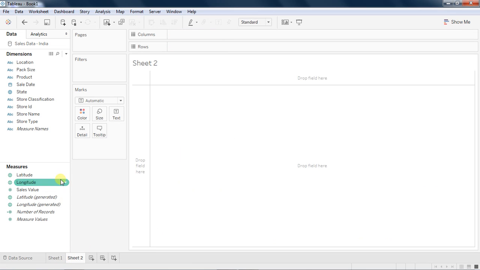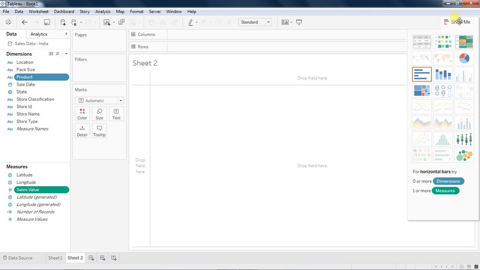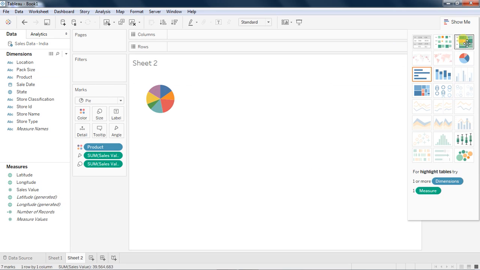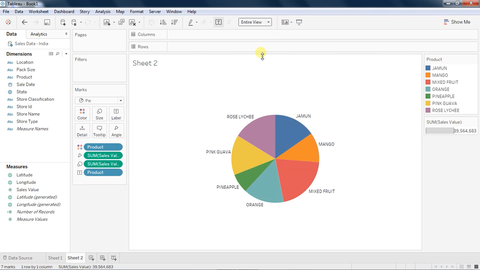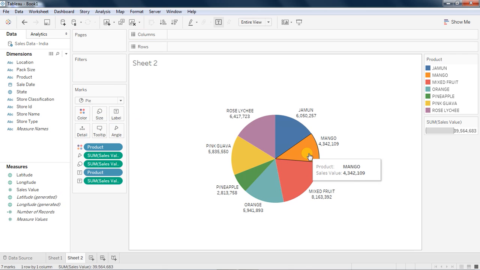Then let's say you have various products, and you want to plot them in a pie chart. So I have various products like orange, mixed fruit, mango, jamun, rose lychee, pink guava. Now it's very difficult to understand what is what. Let's say which one is making more sale, which one is making less sale. It is very difficult to understand because the size of the mango and jamun looks pretty much the same, although if you see, they are quite different.